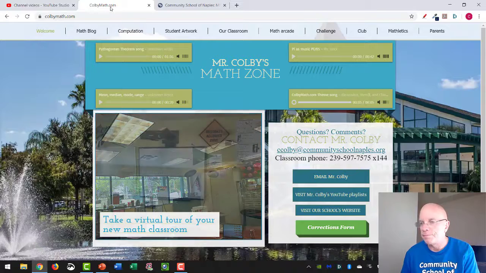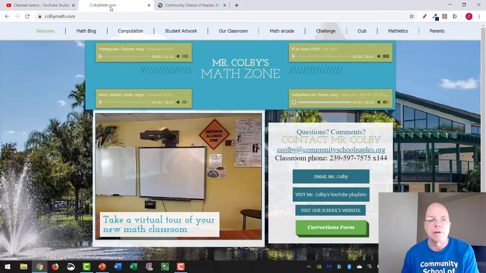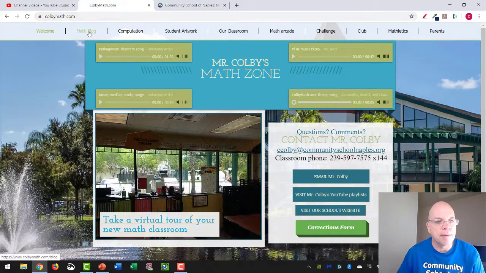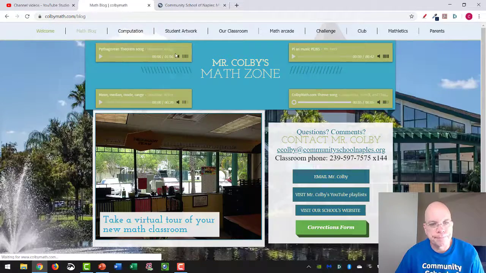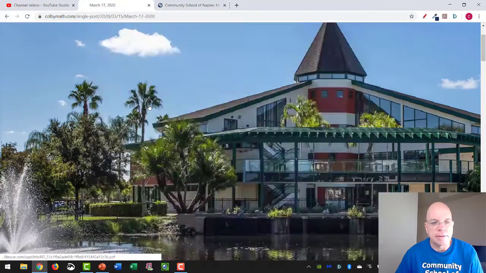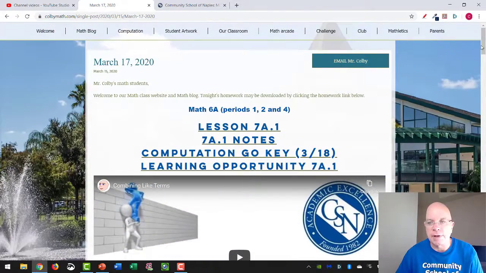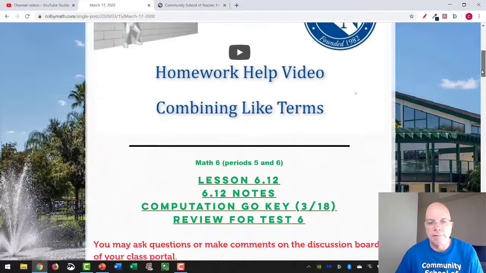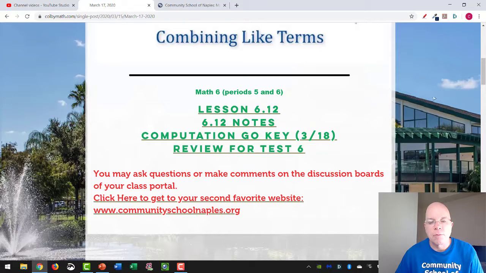But your assignment for tonight, which you can tell just by looking at the math blog, I'll show you right now. You're going to go to the math blog every day, like you always do, and click on the date to open the blog entry, and don't forget to scroll down for 5th and 6th period. But when you look where you would normally see the learning opportunity, you see the review for the next test, the review for test 6.